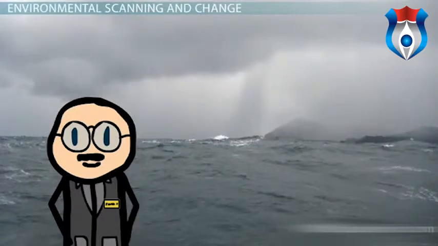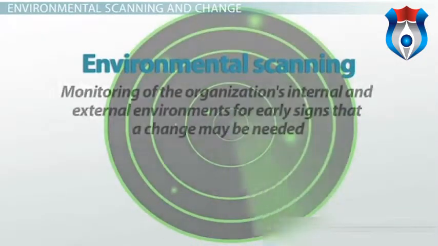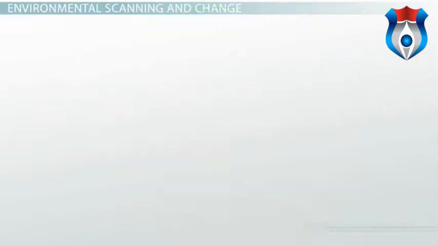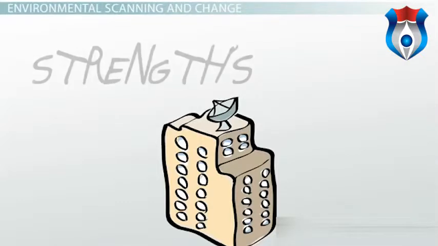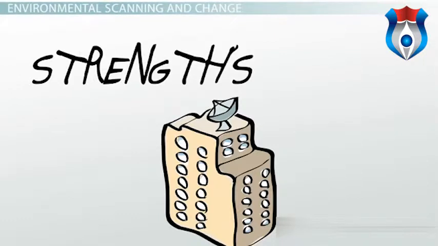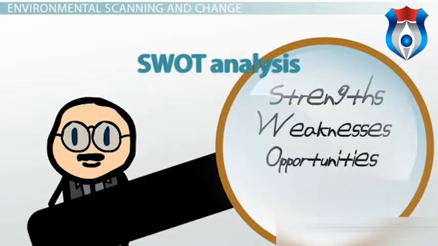In order for managers to react to the forces of internal and external environments, they rely on environmental scanning. Environmental scanning refers to the monitoring of the organization's internal and external environments for early signs that a change may be needed, to accommodate potential opportunities or threats, and to make adjustments to allow the company's strengths to combat its weaknesses. If you recall, one common type of environmental scan is the SWOT analysis, which looks specifically into the strengths, weaknesses, opportunities, and threats of the internal and external environments.